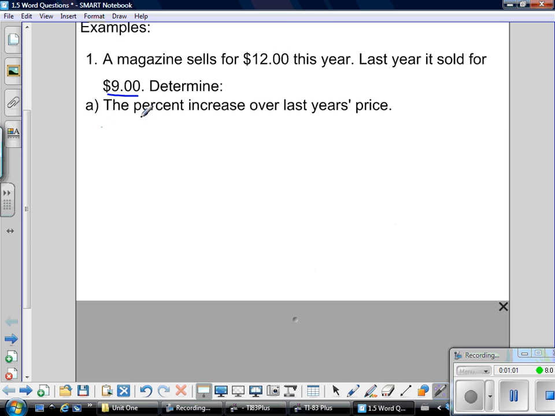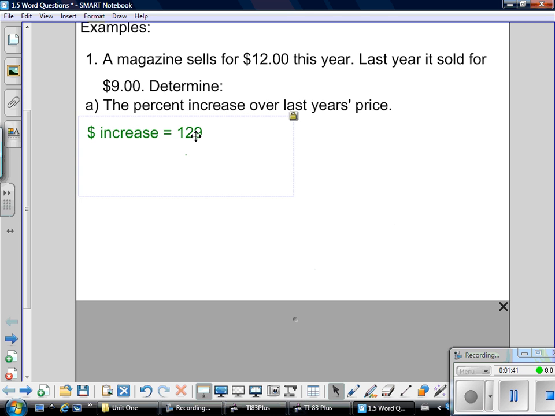So the question is they want us to determine the percent increase over last year's price. Okay, so the percent of increase. The first thing I need to do is, well, what is the dollar amount of that increase? And that's a little bit easier to find, right? Because the dollar amount of the increase is going to be the new price, which was the $12, and we're subtracting our $9.